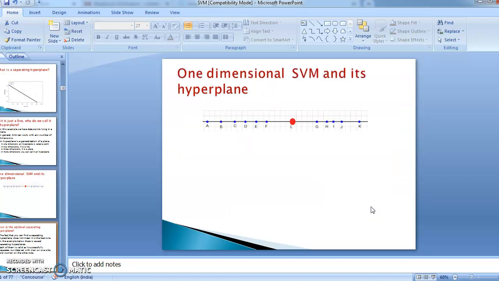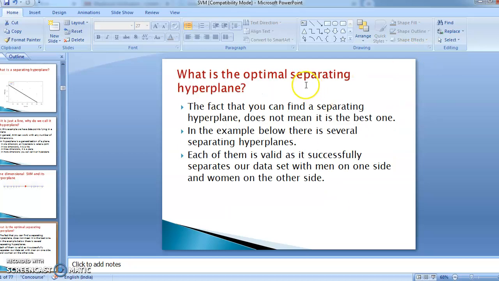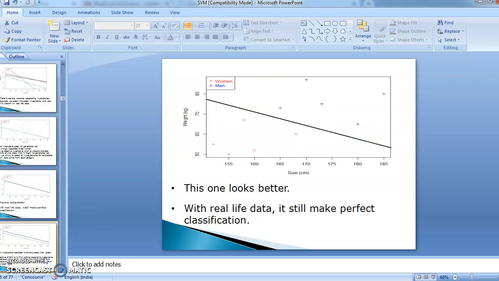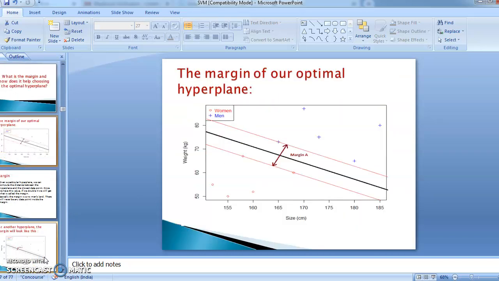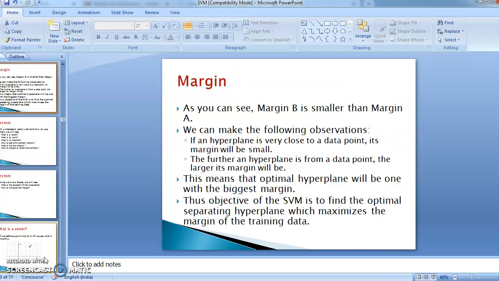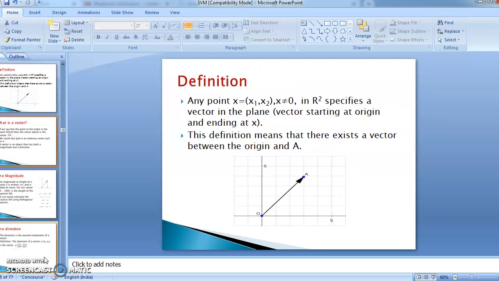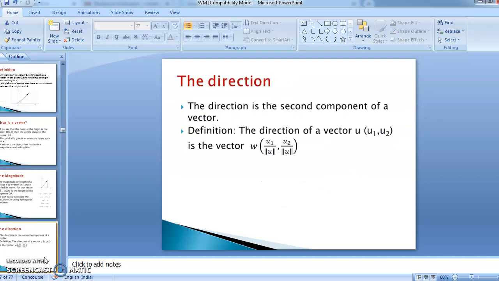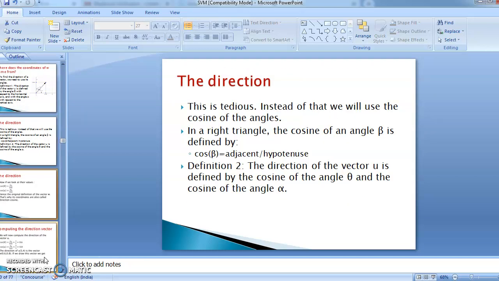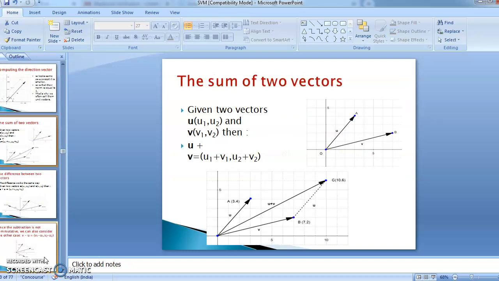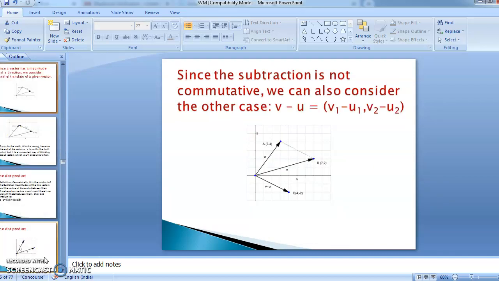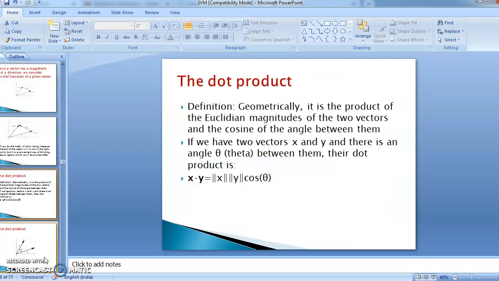So our target is how to find the optimal separating hyperplane with the help of the given margin. First of all, let's understand some basic concepts of vectors, which will be helpful for identifying the hyperplane using the given equation.